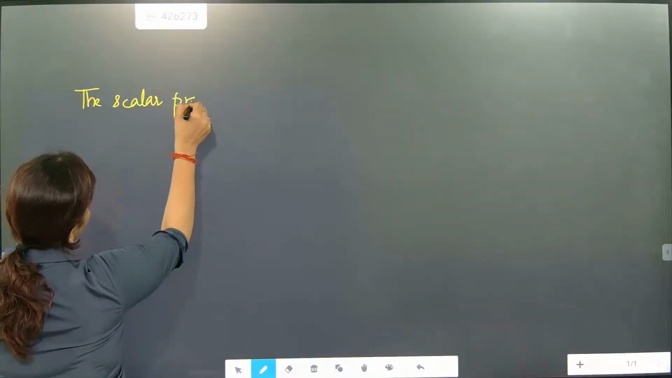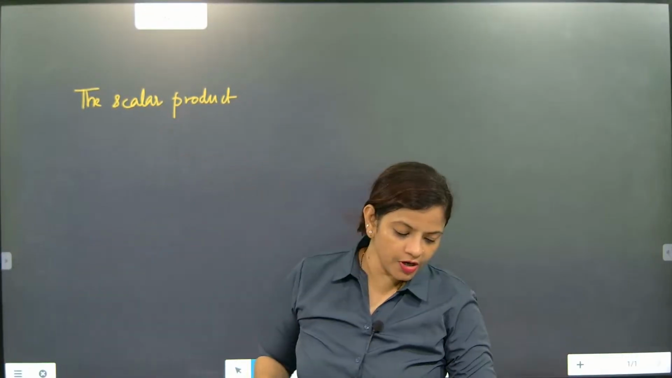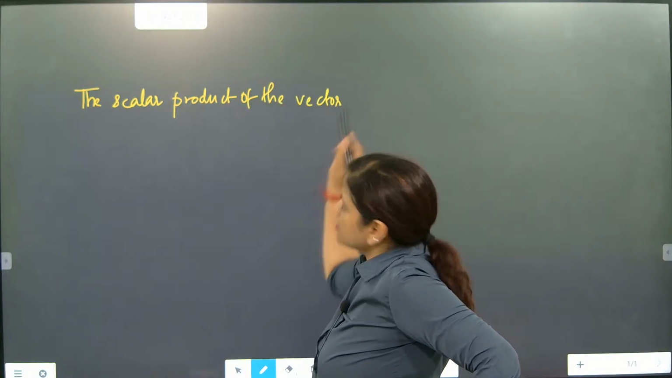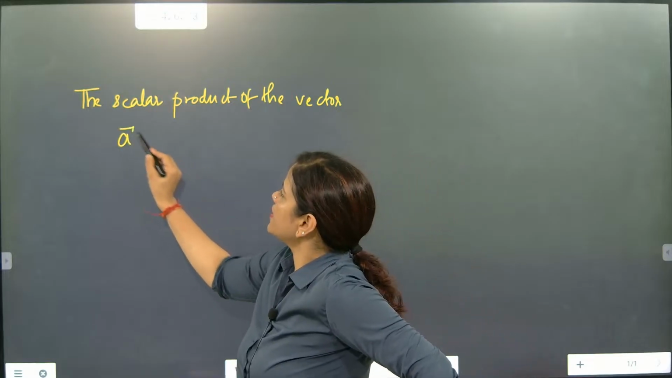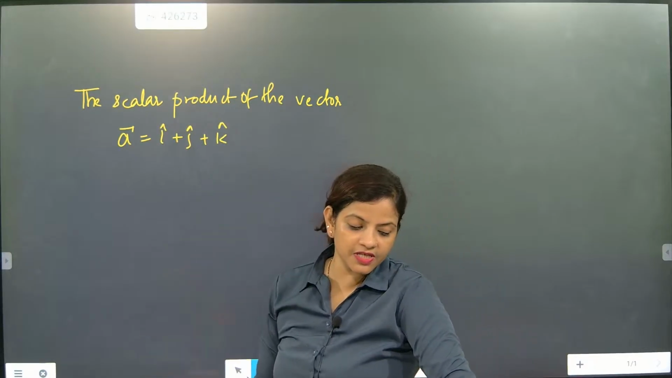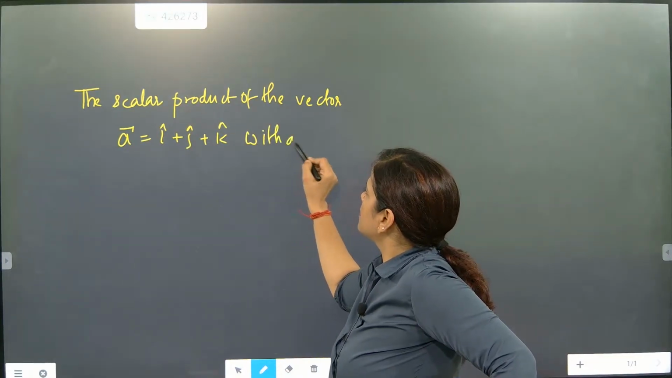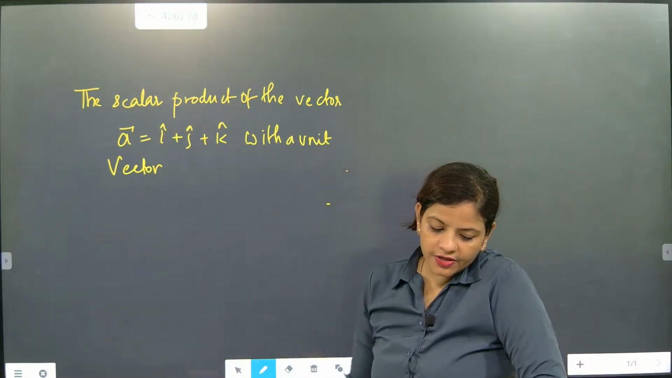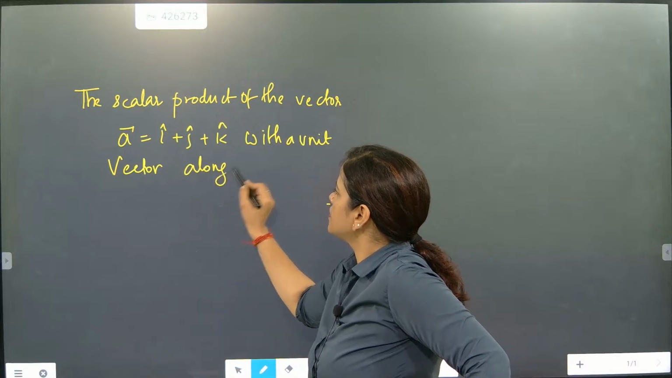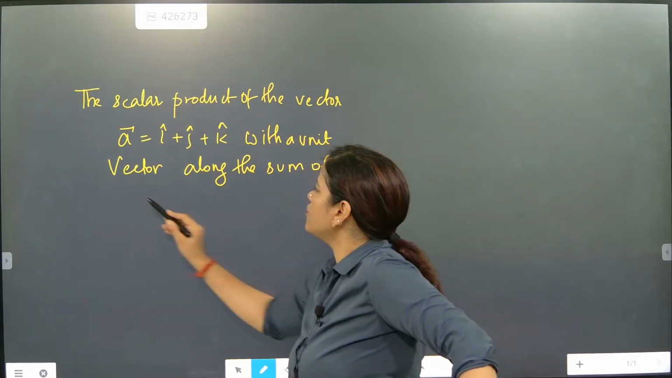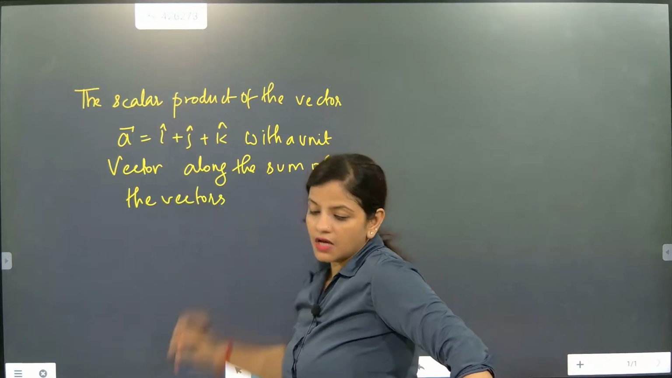Try this question. The scalar product of the vector I plus j plus k with a unit vector along the sum of the vectors.